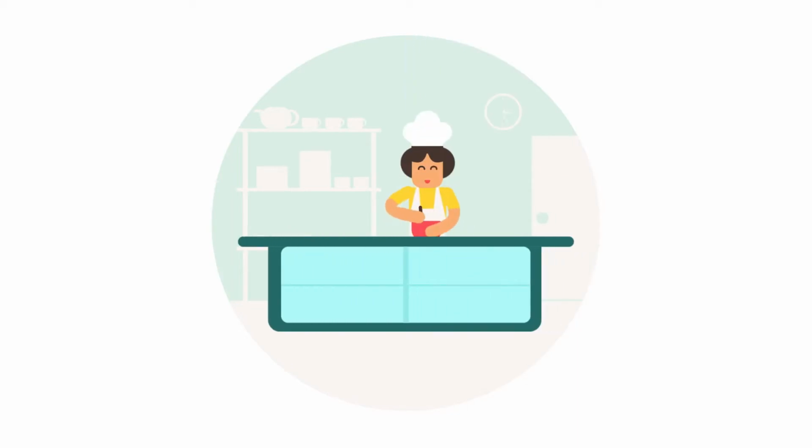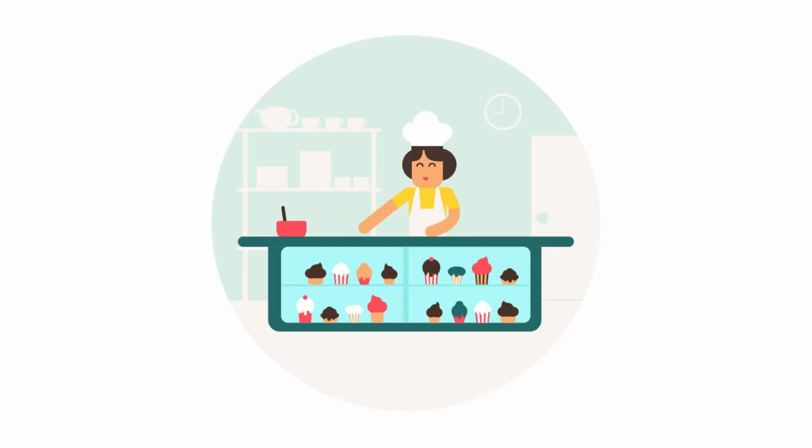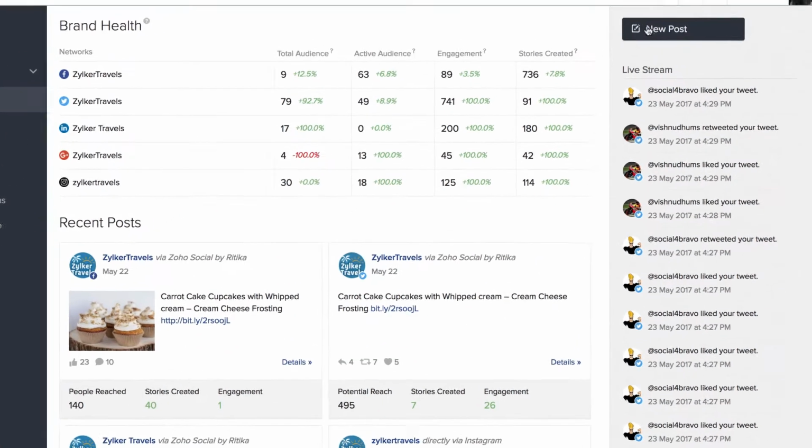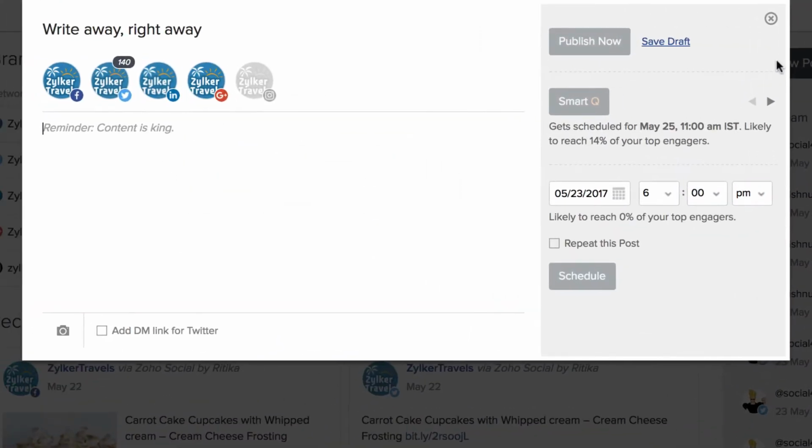Meet Millie. She spends all day and all night in the kitchen creating the next best cake. But if no one knows about it, it doesn't really matter how great it is, right? So the best way for Millie to promote her cafe in Zilker Travels would be through social media, because in this day and age, that's where all her customers are. So she heads to the new post feature and gets cracking with all her posts about baking.